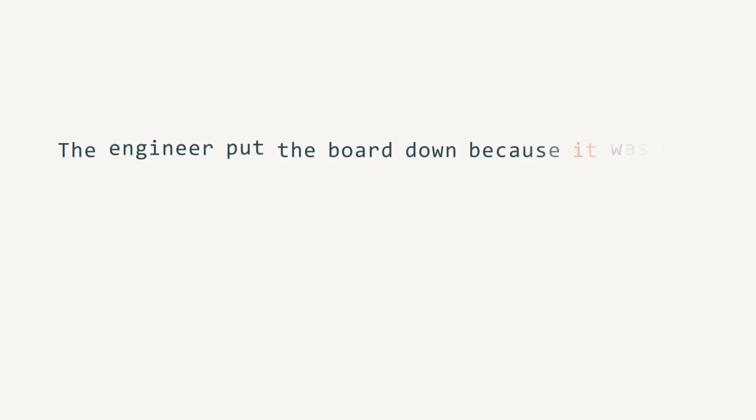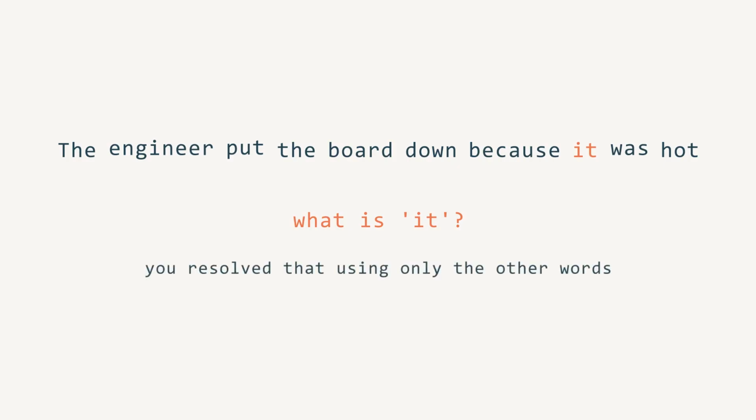The engineer put the board down because it was too hot. What is it? The board, obviously, not the engineer. You resolved that instantly, using nothing but the other words in the sentence. Every word you read adjusted what the others meant.